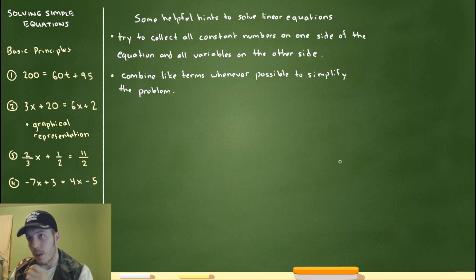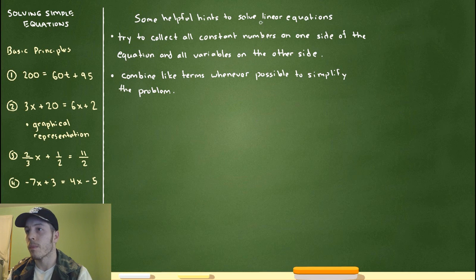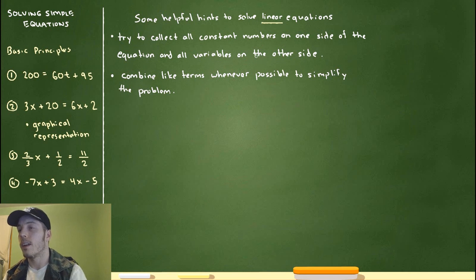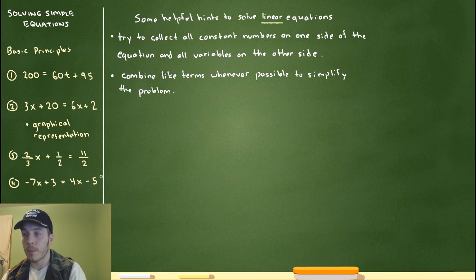Now, some hints to solve these equations. I use the term linear here. Linear means we're just dealing with lines for now. If we were to graph any of these expressions here, we would be obtaining straight lines in the Cartesian plane.